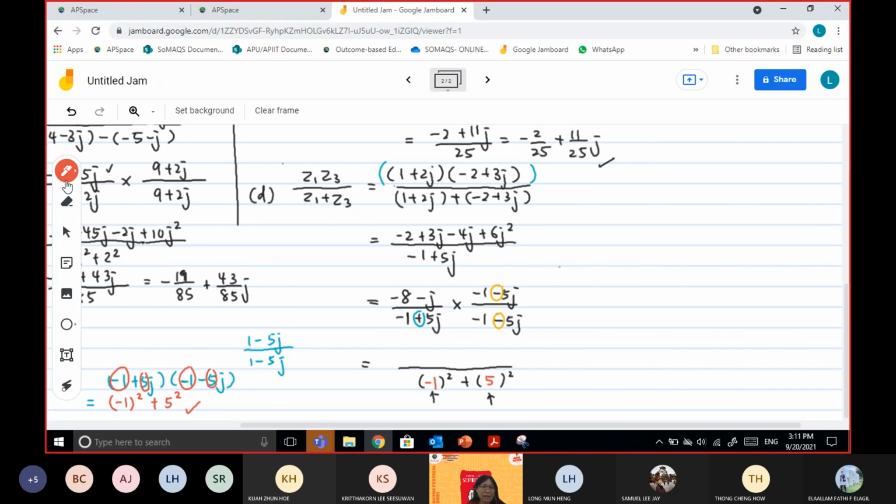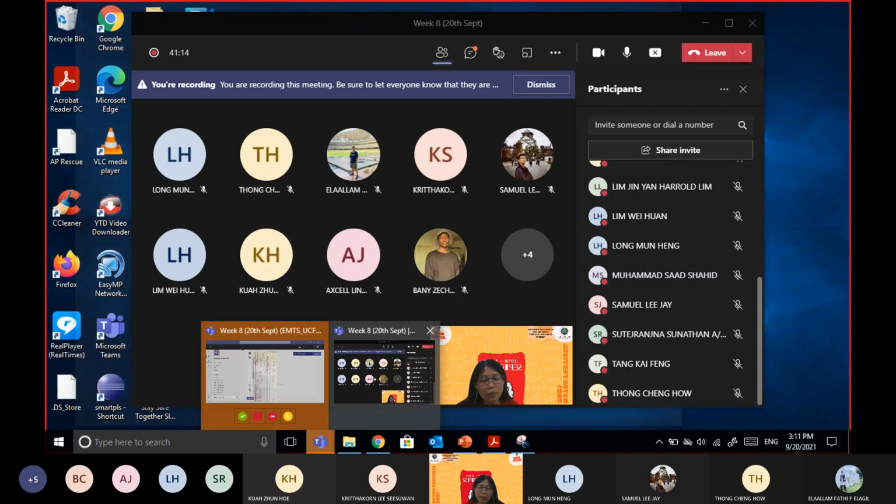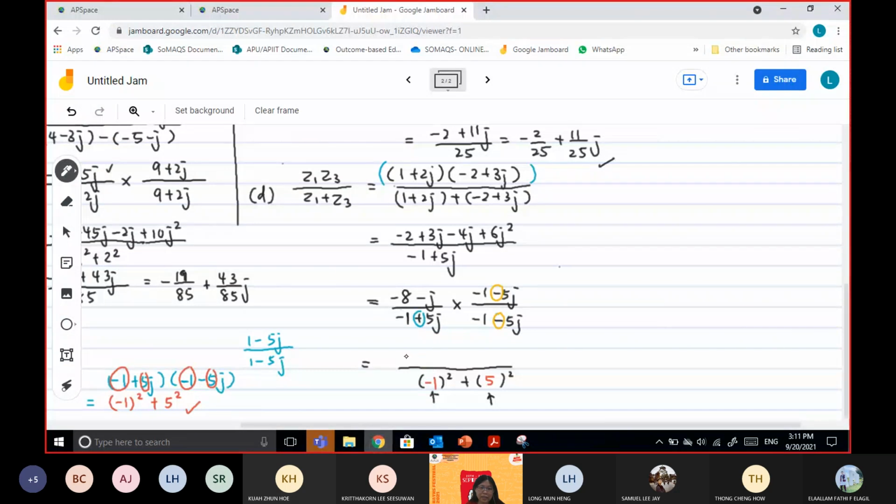Now expand the one at the top. Wei Huan, how about the one at the top? The expansion for the one at the top. 3 plus 41j. You already gave me the answer directly. Okay, let me check.